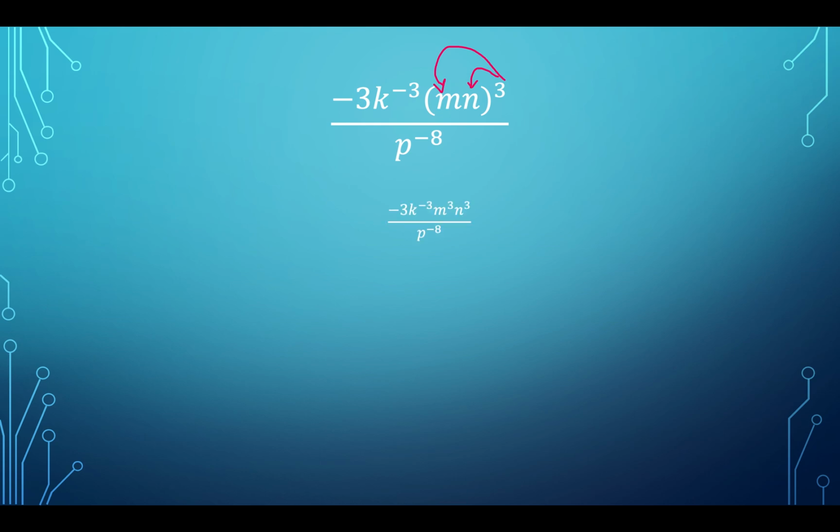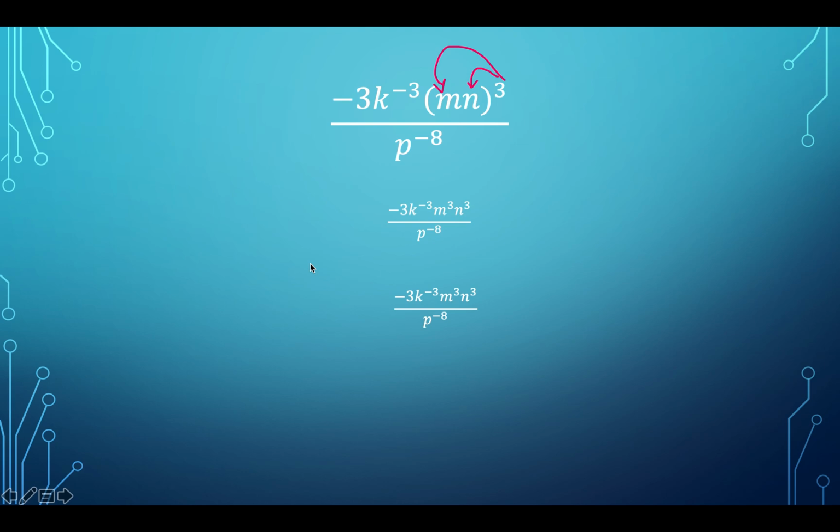So I went ahead and did that first. So I got negative 3 times k to the negative 3, m to the positive 3, and n to the positive 3. And it's still all over p to the negative 8. Now I got rid of this parenthesis first, and then I'm going to worry about these negative exponents.